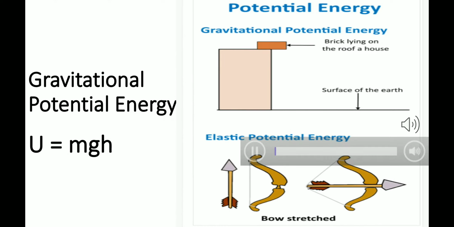So, we said that potential energy is further divided into two parts. One is gravitational potential energy and one is elastic potential energy. Now, what is gravitational potential energy? Gravitational potential energy is the energy due to its position, where the body is placed.